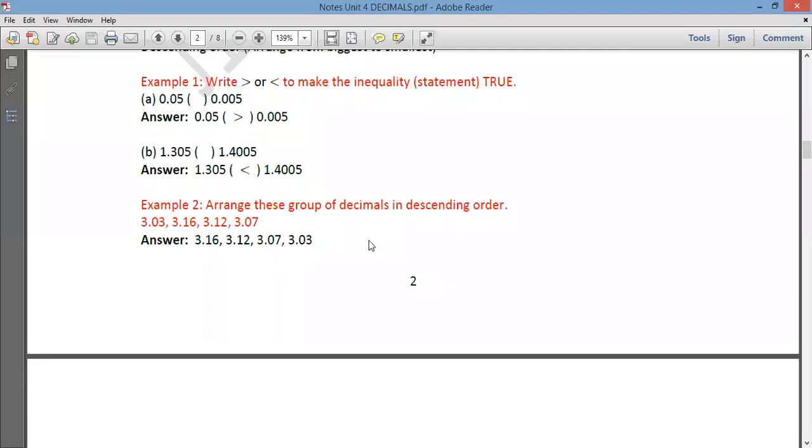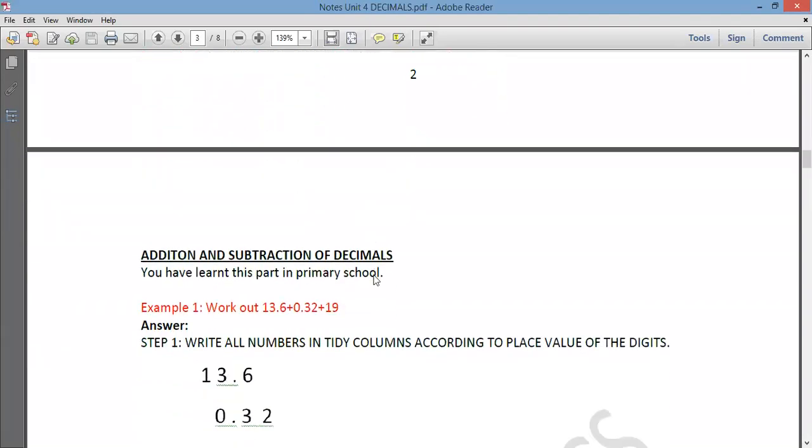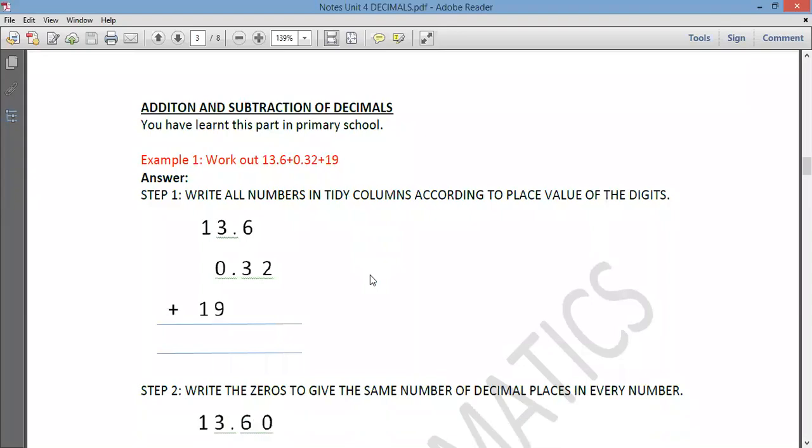Okay, arrange this group of decimal in descending order. Example 2. Descending means you have to arrange from largest to smallest. So the largest number here is 3.16, then according and so on. So I will skip example 2 because it's too easy for you.